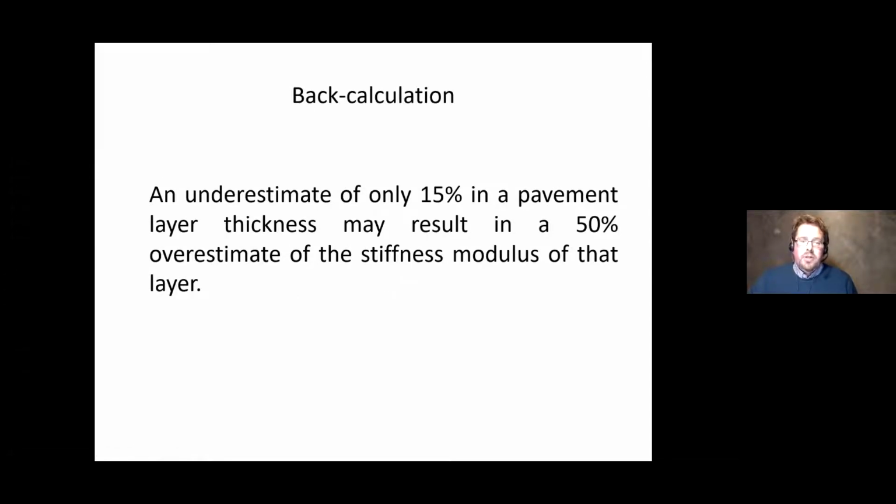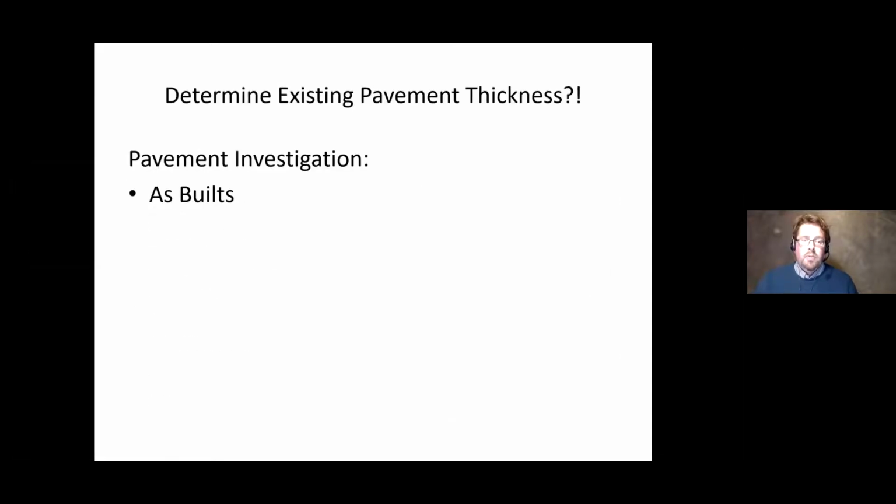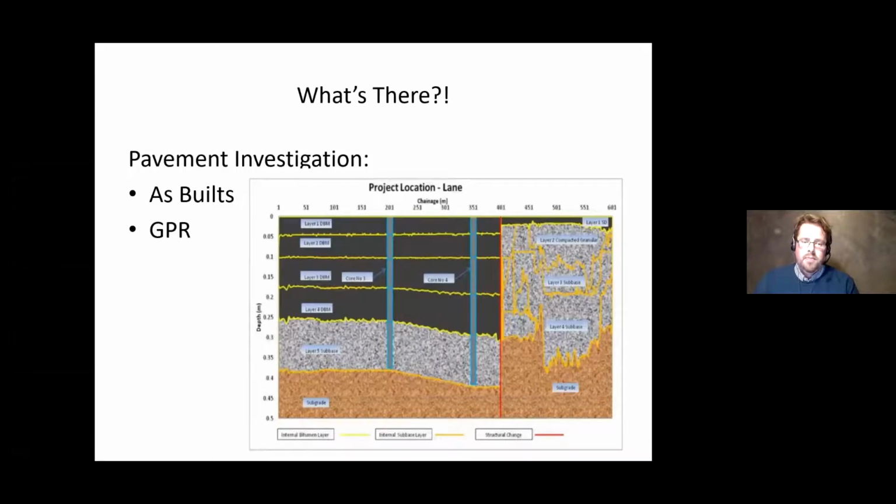But be very conscious that you get your pavement layer thicknesses correct, because as it says here, an underestimate of over 15% in a pavement can result in a 50% overestimate in the stiffness modulus. So how to determine the pavement thickness? There are multiple ways, and most of them you'll be very familiar with. Your as-built, then GPR, the ground penetrating radar. This is a very nice diagnostic that JRD did years ago.